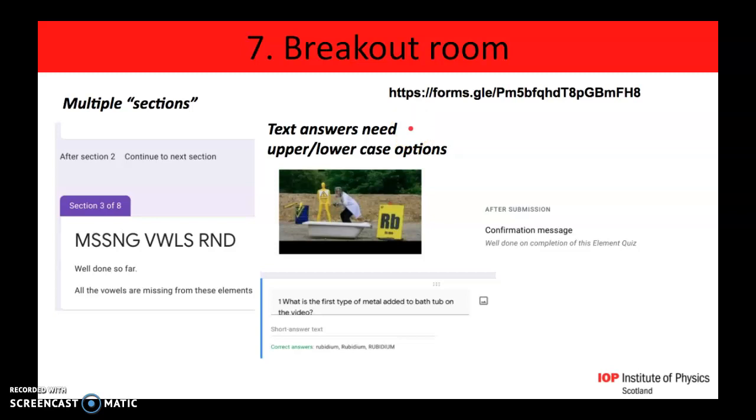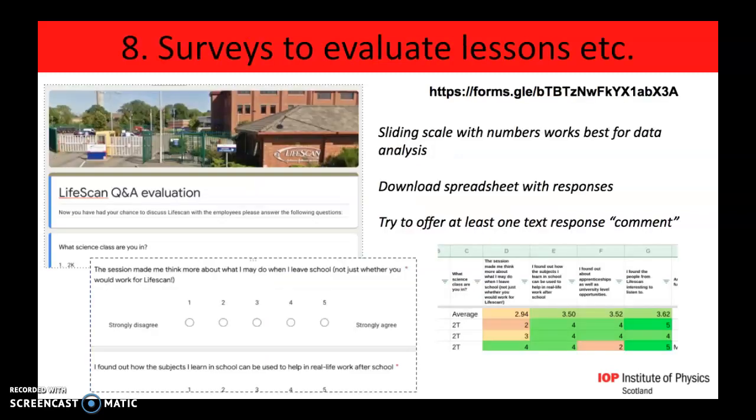So the main thing is if you're giving an answer in words, then you've got to offer the correct answers in upper and lower case. So you can see down here rubidium's done three ways, and even then you're assuming that they're going to be able to spell the words correctly. So longer text answers are difficult in forms. Generally, a multiple choice is better.